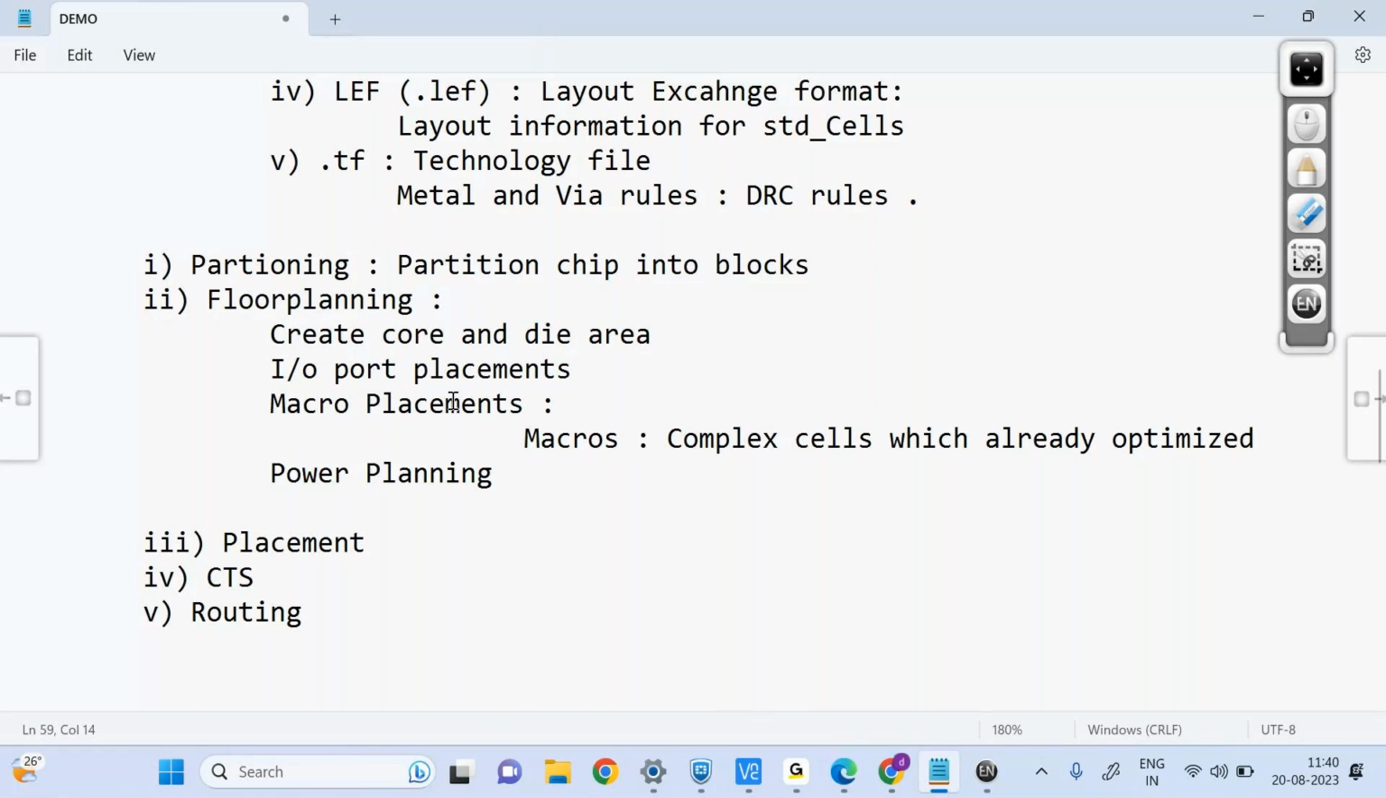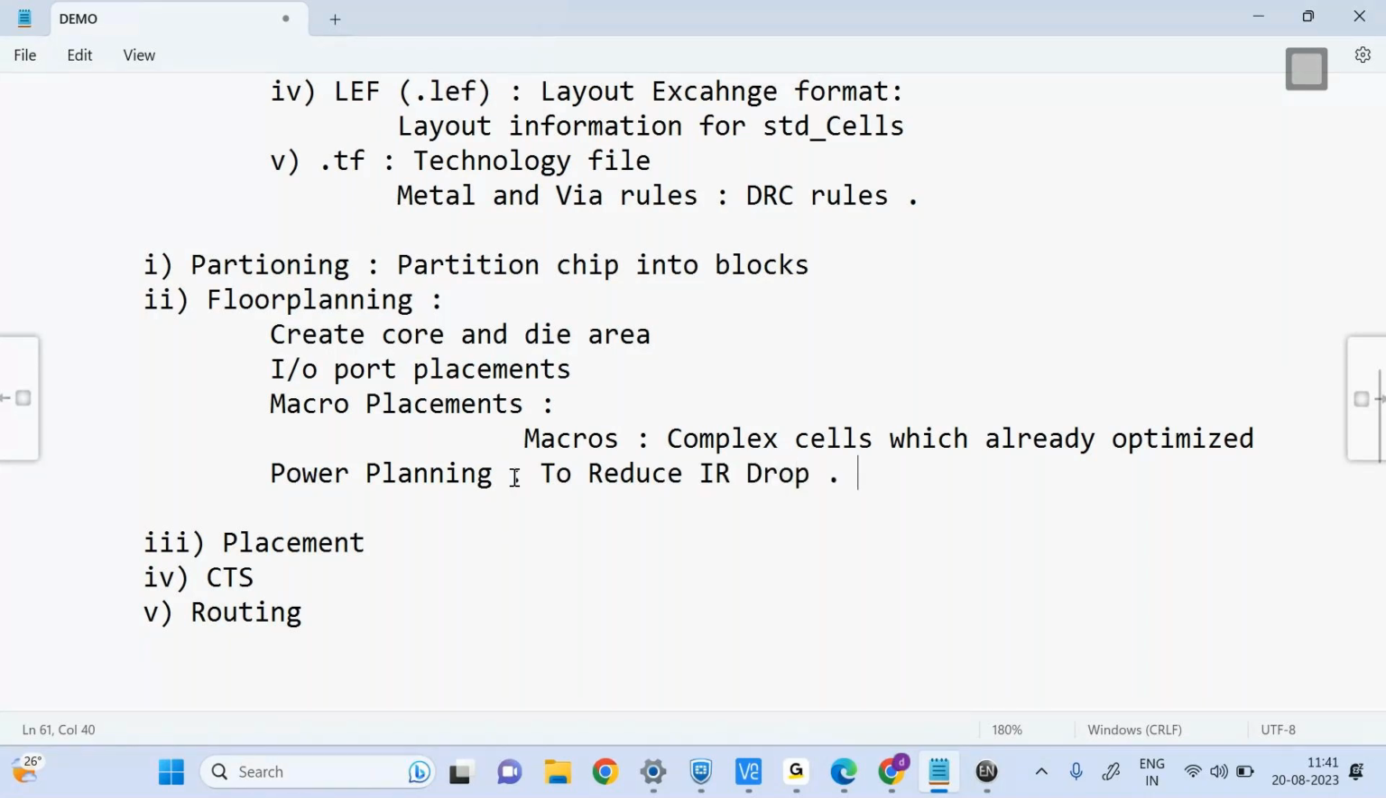Then we do power planning. What is power planning, and why is it required? Mainly power planning is done to reduce IR drop. IR drop happens in the metal layer.